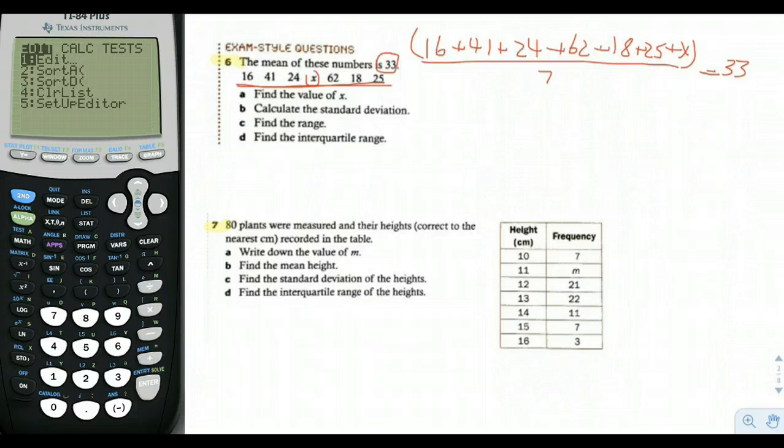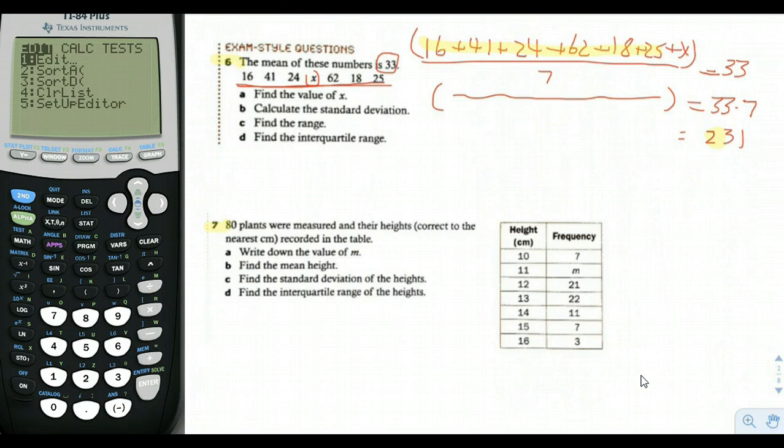Now we can just use algebra to solve for x here. So the first thing we want to do is multiply both sides by 7. And that would give us all the stuff that's in the parentheses, we won't rewrite it here, and then we'll have 33 times 7. Okay, so now we have everything in the parentheses equals 33 times 7. 33 times 7 is actually equal to 231 if we do that on our calculator. So the right side is 231.